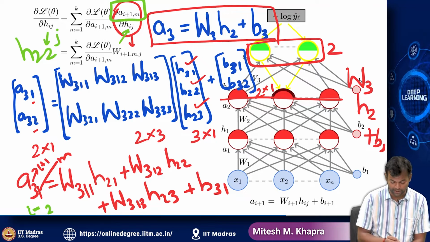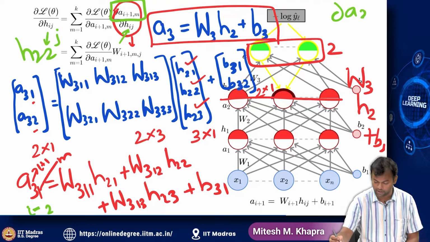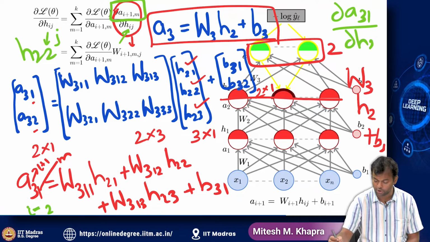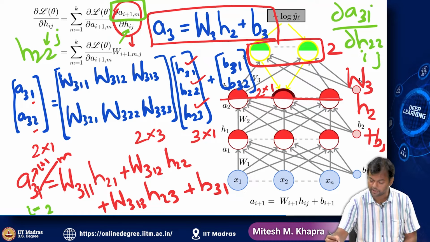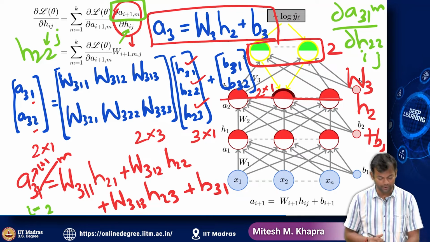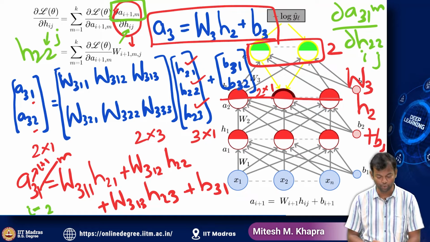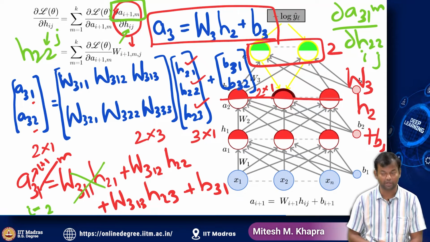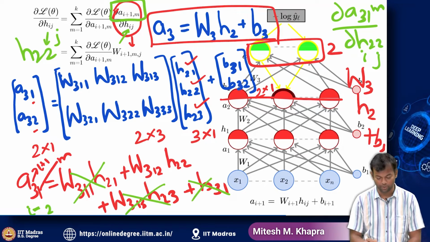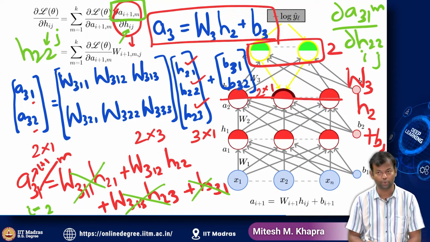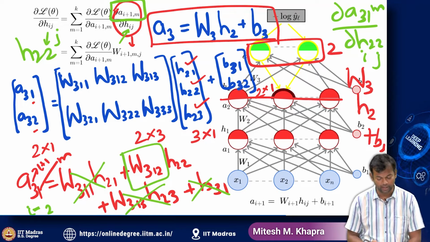So now suppose I want to take the derivative of this quantity, which I'll write here, derivative of A31 with respect to H22, where this is I, this is j, and this is m. Now what would that be? I have written the expanded formula of A31 and I am taking the derivative with respect to H22. So this will disappear because this does not depend on H22, this will also disappear, this will also disappear. So what will remain is W312 into H22, and the derivative of that with respect to H22 would just be W312.